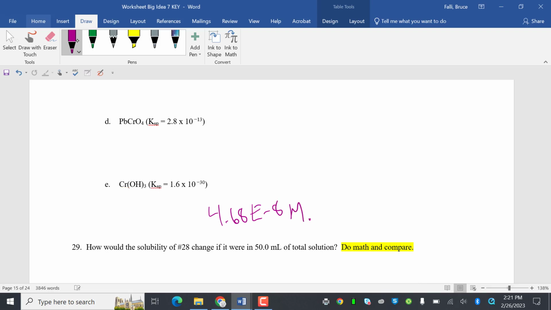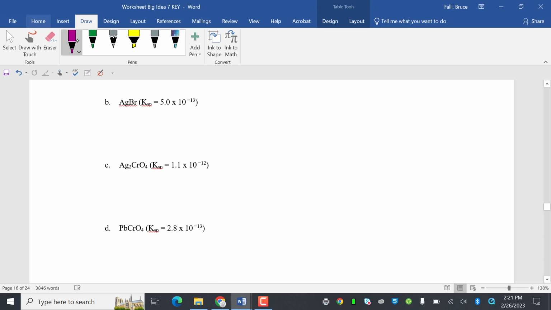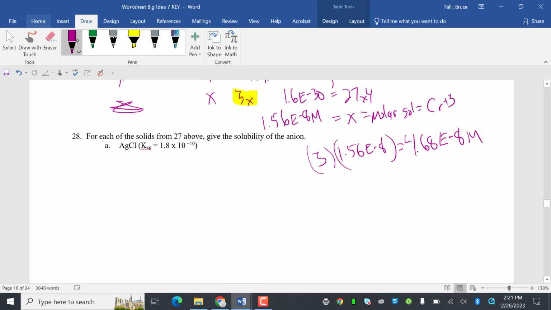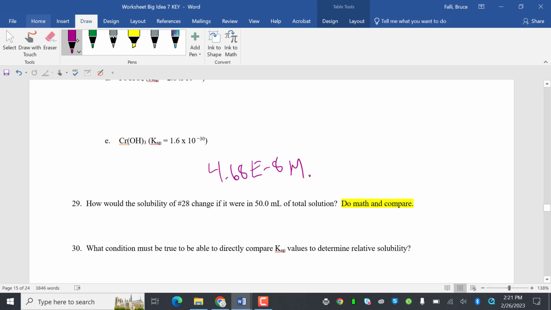There you go. How would the solubility of number 28 change if it were in 50 milliliters of total solutions? Okay, so get the solubility of the anion. So how would the solubility change? It wouldn't.